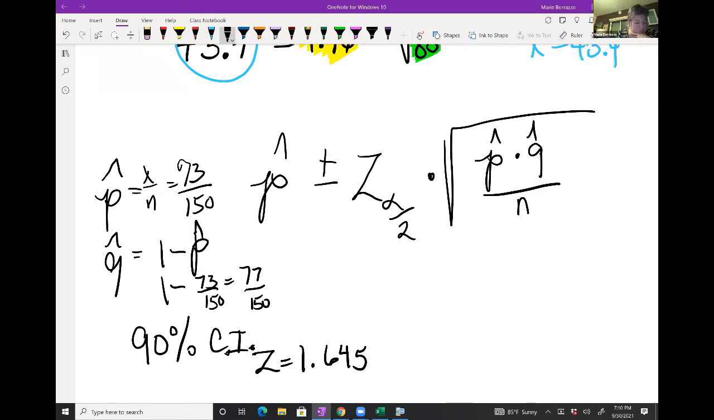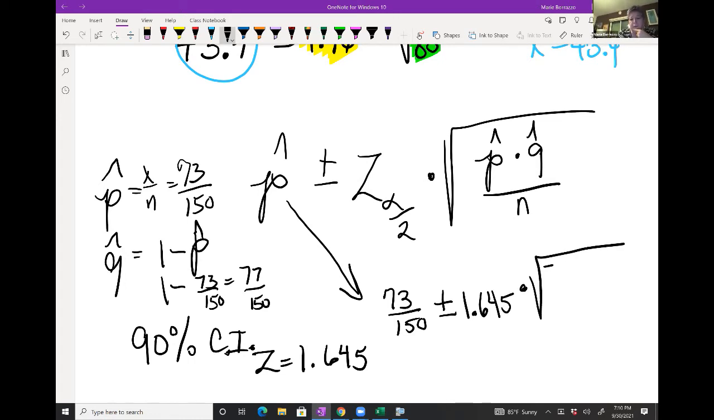Which confidence interval, which means that Z equals 1.645. Okay, so that means that our formula reads accordingly. This is 73 over 150 plus or minus the 1.645 times the square root of 73 over 150 times 77 over 150, all over 150.